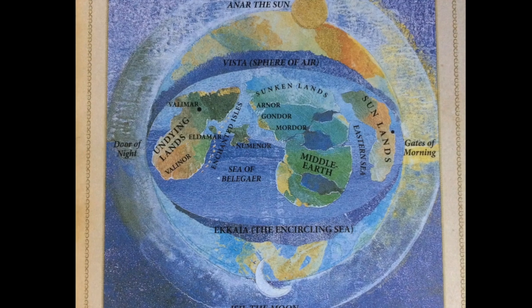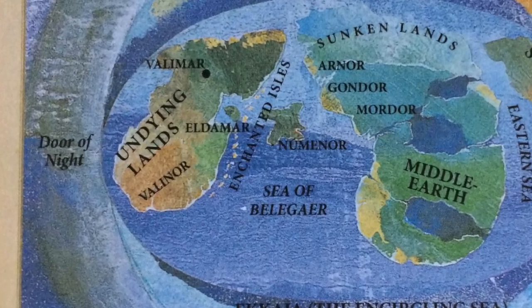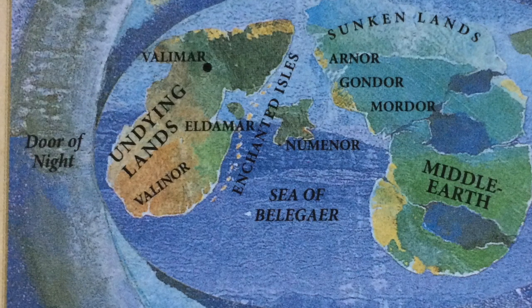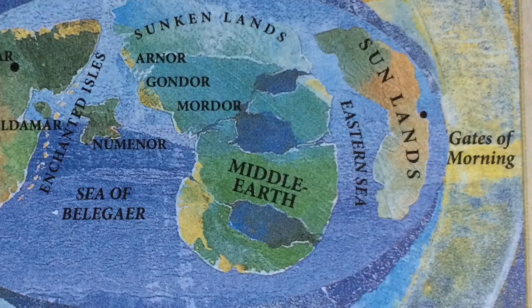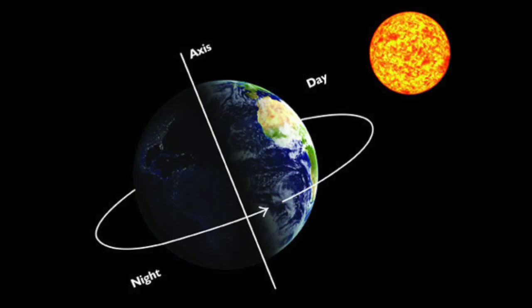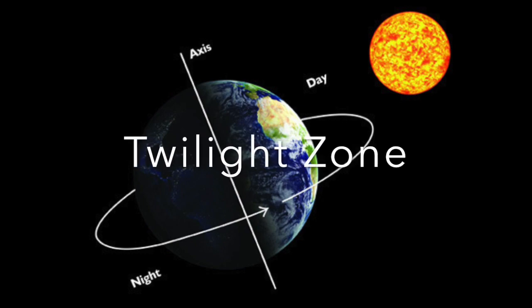However, something correct about the sun can be seen here, with the doors of night, and again, with the gates of morning. We like to call this the Circle of Illumination, or, to be more dramatic, the Twilight Zone.